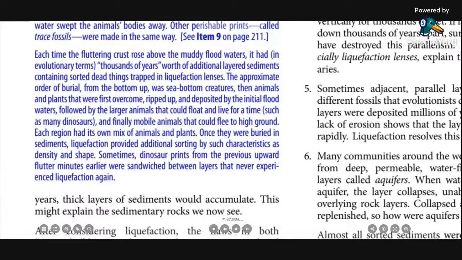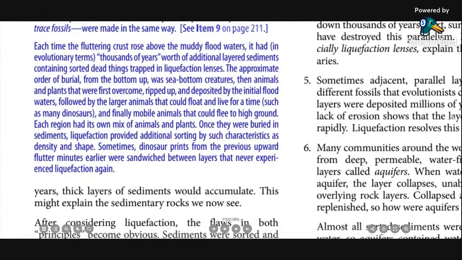The approximate order of burial from the bottom up was sea bottom creatures, then animals and plants that were first overcome, ripped up and deposited by the initial floodwaters, followed by larger animals that could float and live for a time, such as many dinosaurs, and finally mobile animals that could flee to high ground. Each region had its own mix of plants and animals.